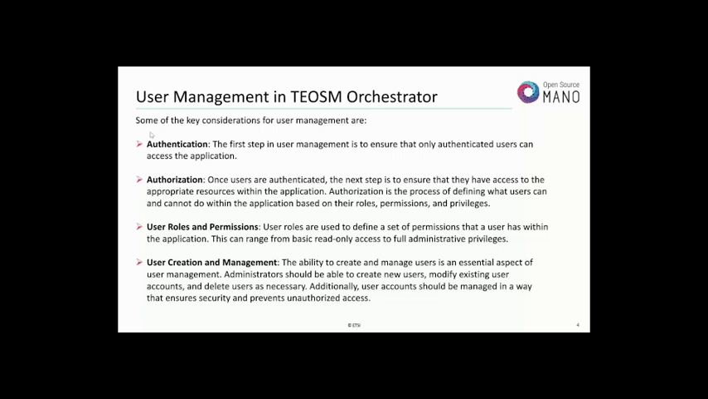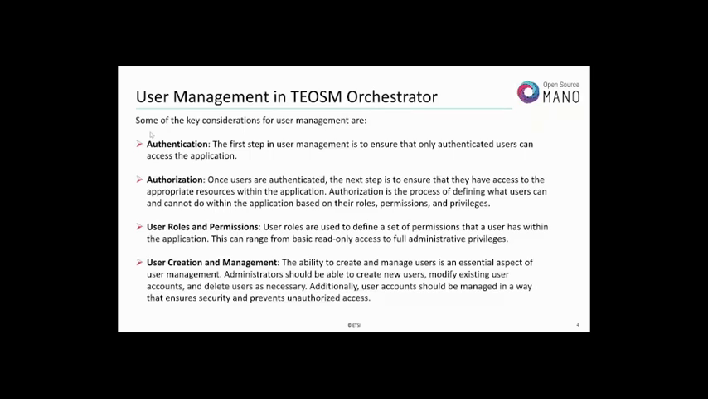We all know the first and foremost thing is authentication. The first step in user management is to ensure that only authenticated users can access the application. And next comes authorization. Once users are authenticated, the next step is to ensure that they have access to the appropriate resources within that application. What comes under authorization? Roles, permissions, and privileges. It's the process of defining what users can and cannot do with the application based on the RBAC strategy.